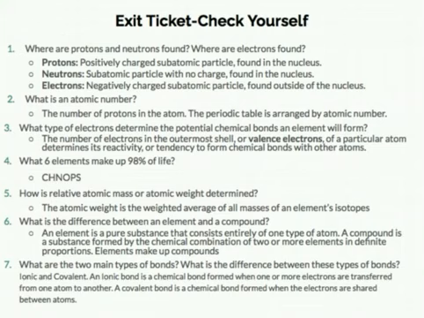Number 6, an element is a pure substance that consists entirely of one type of atom. A compound is a substance formed by the chemical combination of two or more elements in definite proportions. And then elements make up compounds. Number 7, we have ionic and covalent bonds. Remember, an ionic bond is a chemical bond formed when one or more electrons are transferred from one atom to another. A covalent bond is a chemical bond formed when the electrons are shared between atoms.